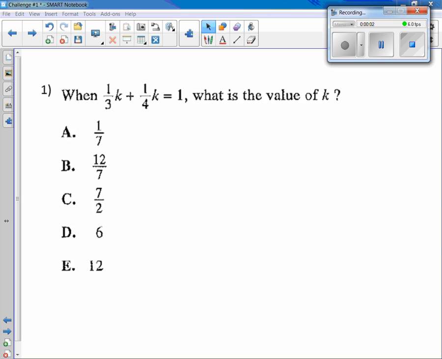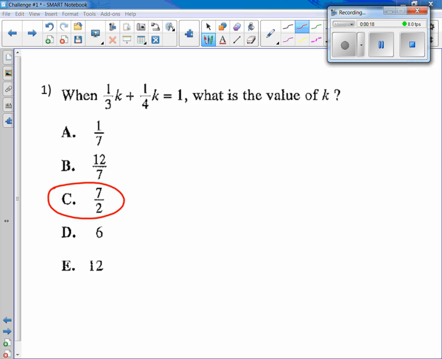So let's take a look at number 1. So it says when 1/3 k plus 1/4 k equals 1, what is the value of k? So given the tips that I laid out before, we should start with plugging in this middle term.